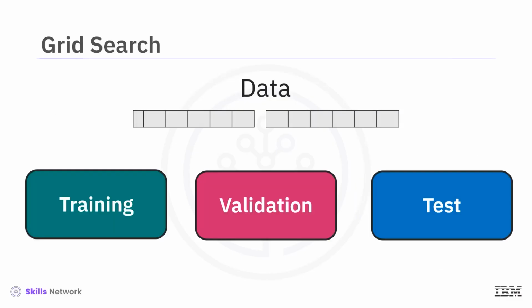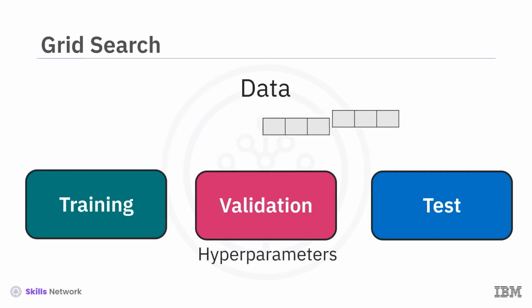To select the hyperparameter, we split our data set into three parts: the training set, validation set, and test set. We train the model for different hyperparameters. We use the R-squared, or mean square error, for each model. We select the hyperparameter that minimizes the mean squared error or maximizes the R-squared on the validation set. We finally test our model performance using the test data.